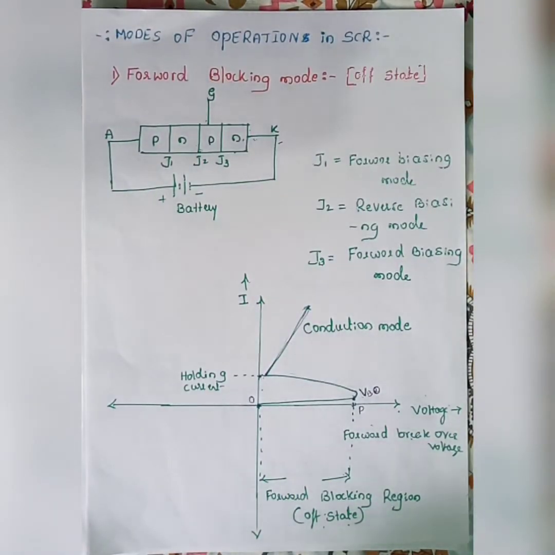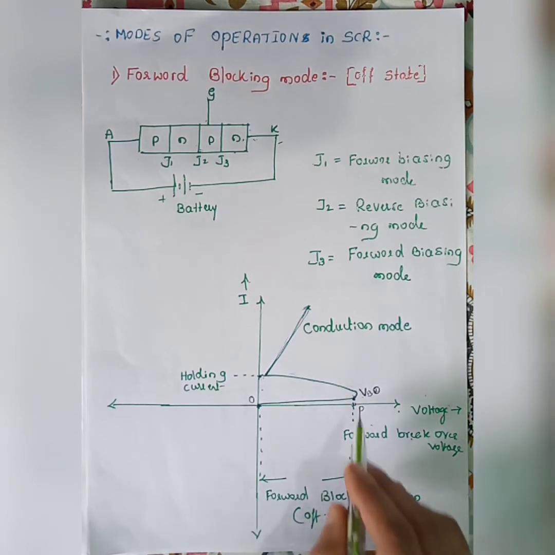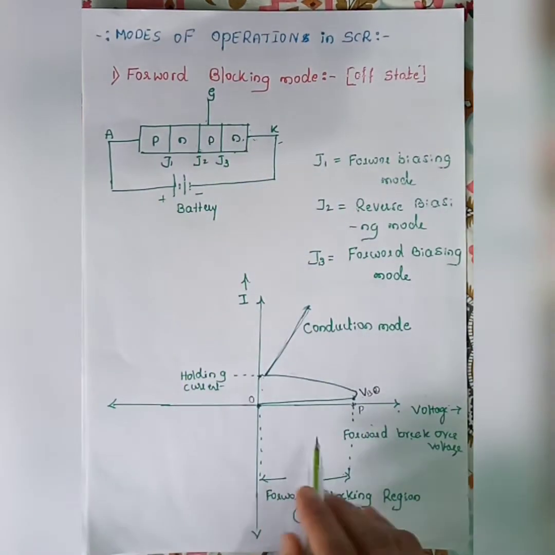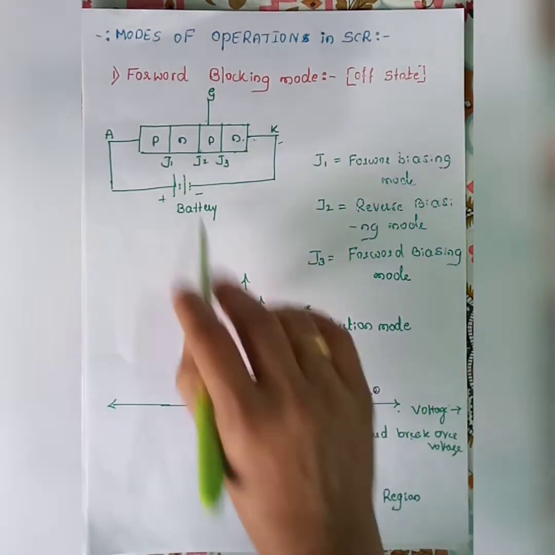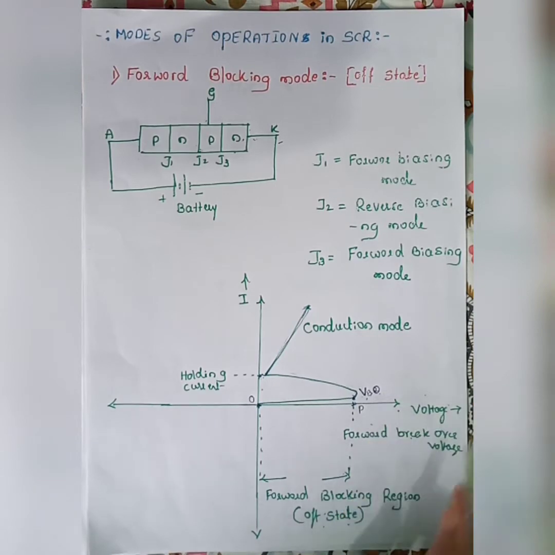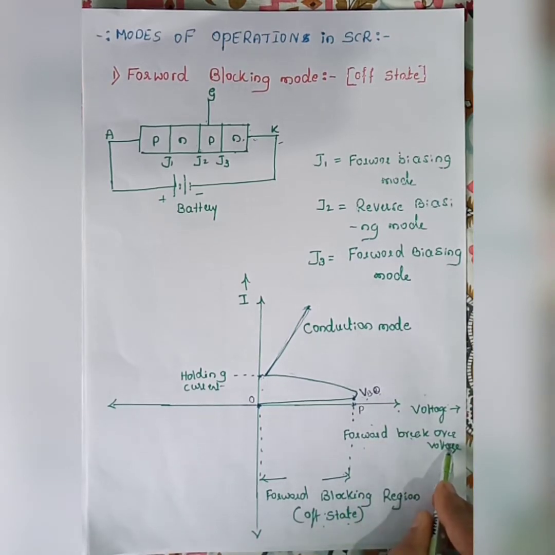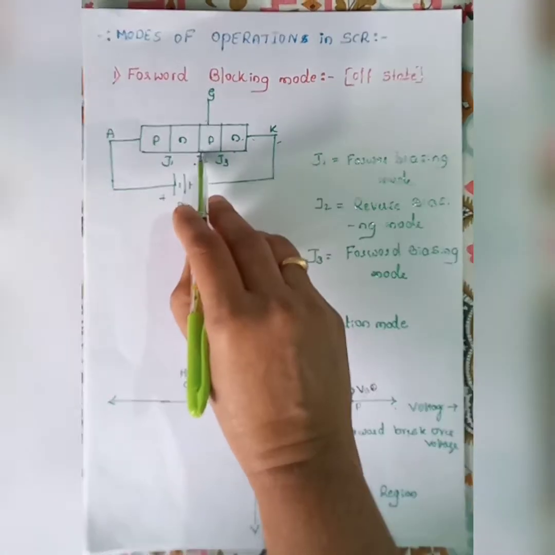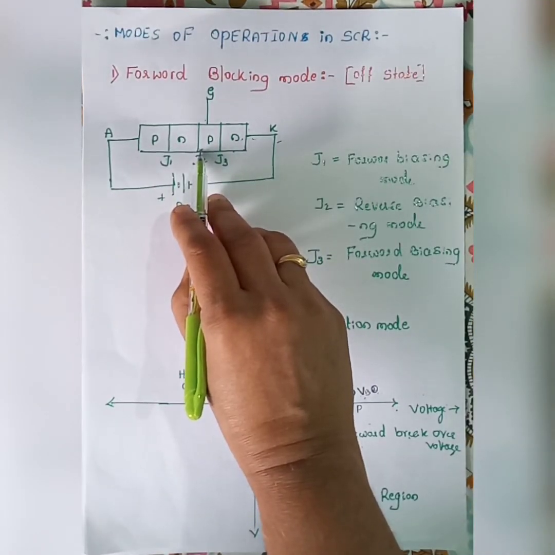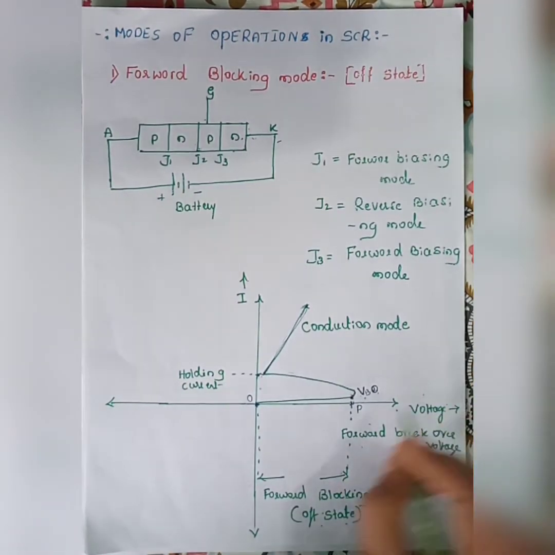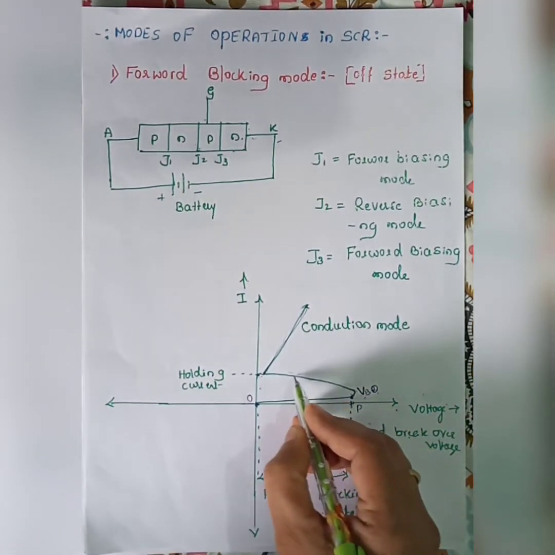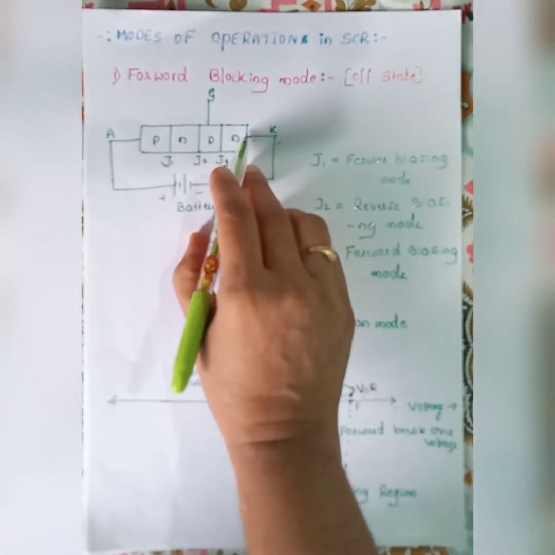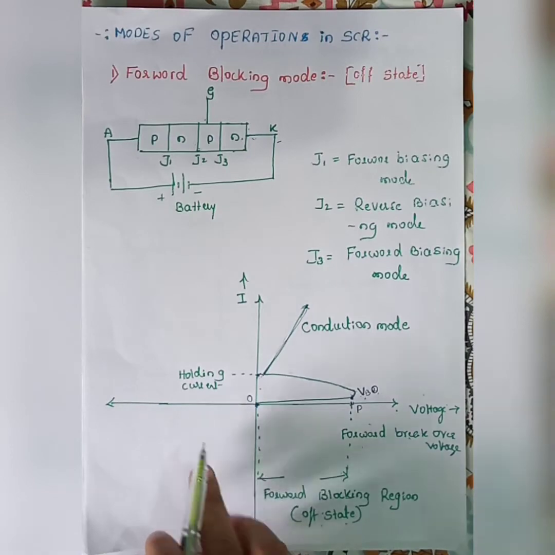But when we keep on increasing the voltage between the anode and cathode, at some particular voltage, called VBO, the forward breakover voltage, the depletion layer present at junction J2 breaks down. That is also called avalanche breakdown. At that time, suddenly conduction starts from anode to cathode. Here the SCR starts to conduct.